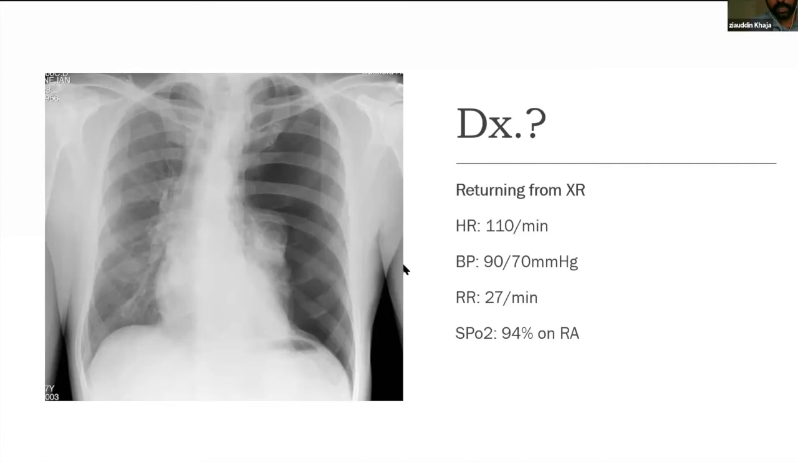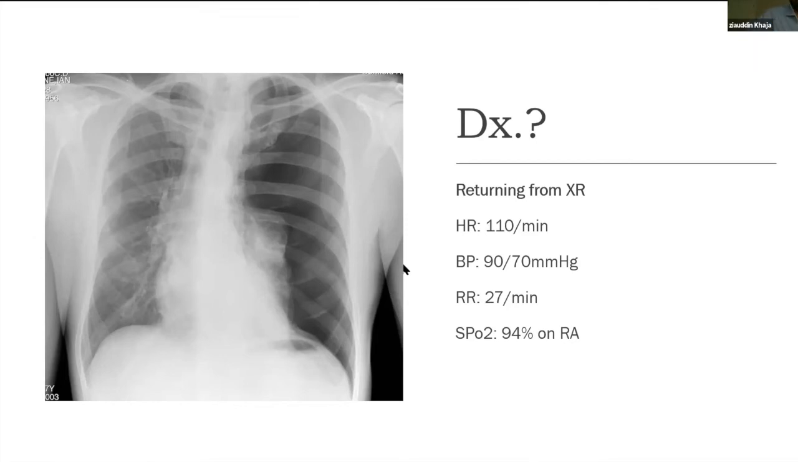So we know that this is a pneumothorax, but once he was back from the x-ray, he was more short of breath, and then his vitals were recorded right away. And he had a heart rate of 110. Now his BP starts decreasing, and then respiratory rate going up, and then still maintaining SAT. So probably it was a pneumothorax, now he's become a tension pneumothorax because he's hemodynamically going down.